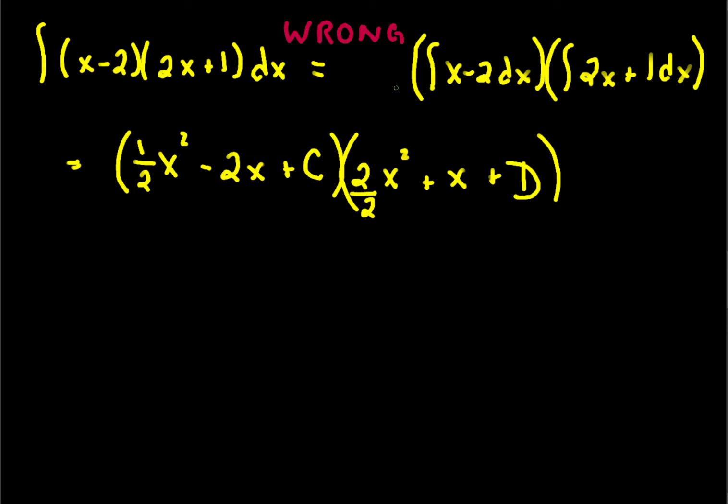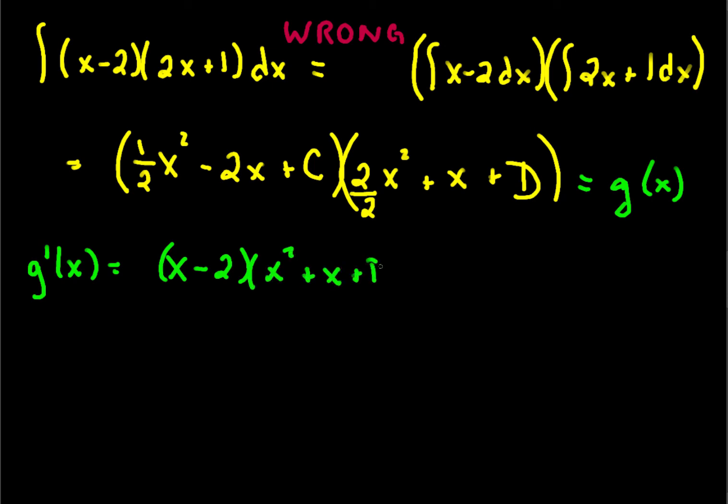And I want to point out that this function is not an antiderivative of this function. Why not? So let's call this g of x. If it is an antiderivative, then when I take its derivative, I should get this function. But g prime is, okay, I've got a product, so I've got a product rule. So it's the derivative of this, which is just going to be x minus 2, that's the derivative of this guy, times this thing, which is x squared plus x plus d, plus 1/2 x squared minus 2x plus c times the derivative of this, which is 2x plus 1.